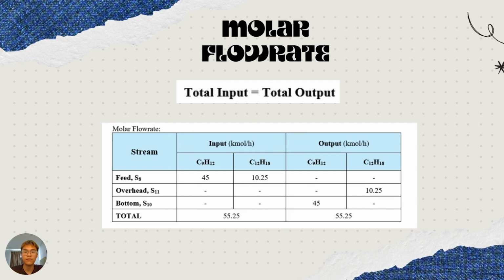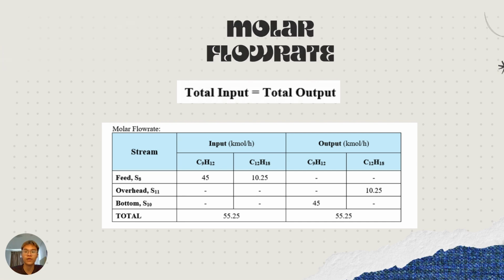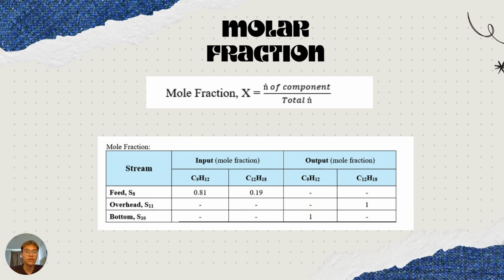Next is the molar flow rate. Using the mass balance, we determine the molar flow rate of each stream, where the total input and total output remain 55.25 kmol per hour. Next, the mole fraction represents the composition of each component. The feed contains about 0.81 cumin and 0.19 DIPB, while the products are separated into different streams.